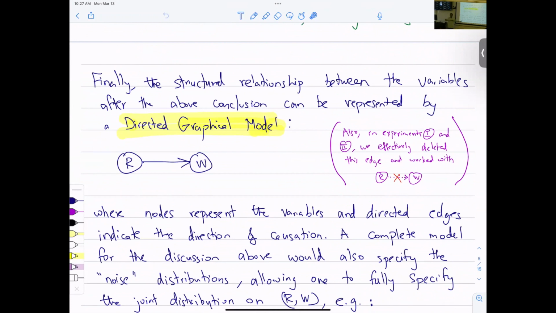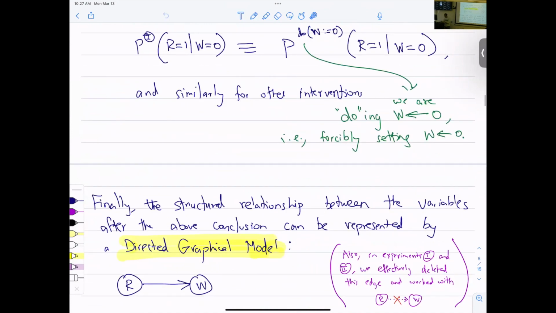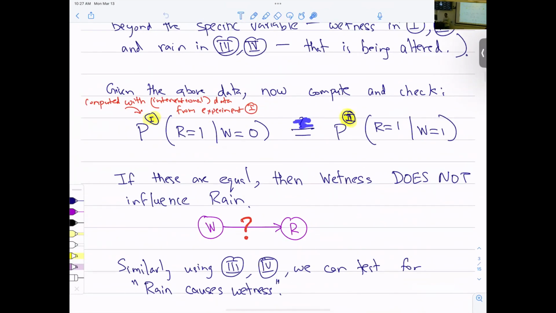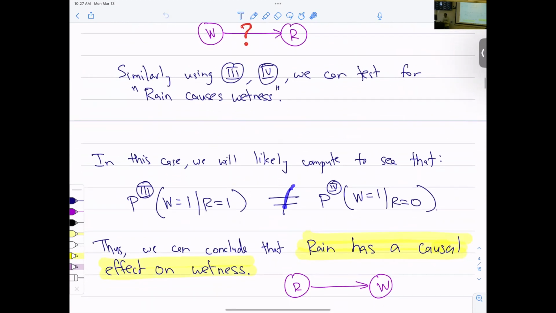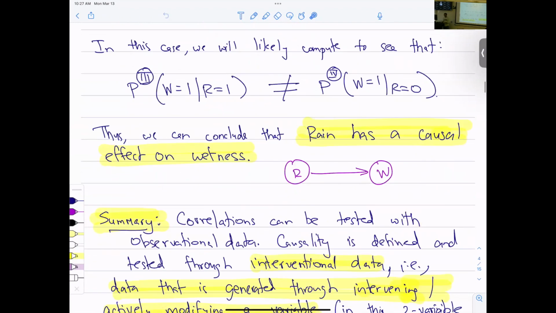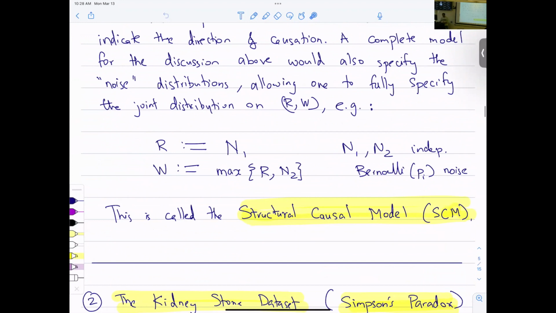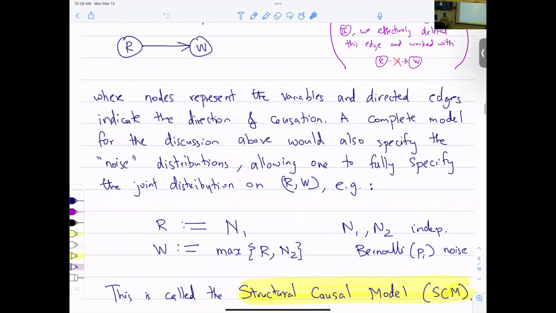The way we sort of graphically show this is the following. Through these experiments, suppose we have concluded that this is equal and this is not equal. Suppose after these 4 experiments, we concluded this. Then the way we would draw this is this picture. Rain is causing that. This is a graphical summary of what we did.